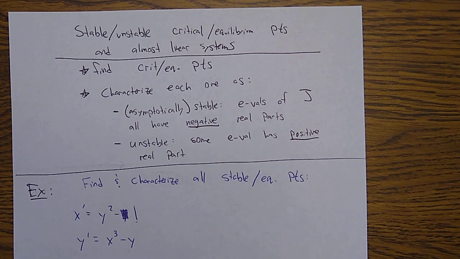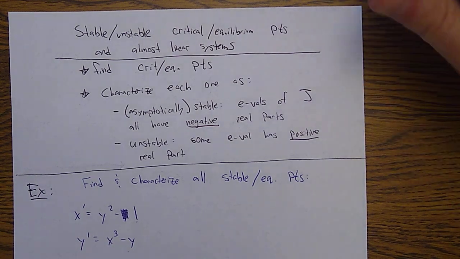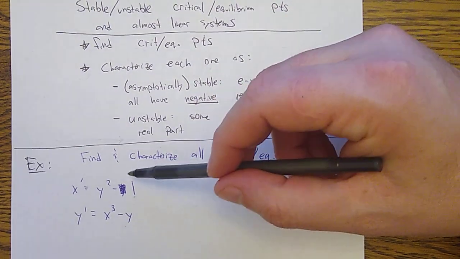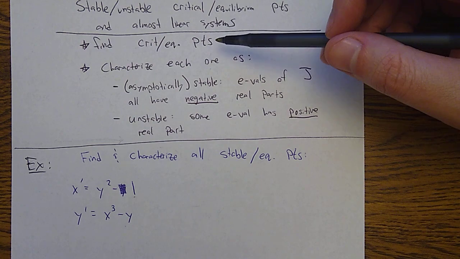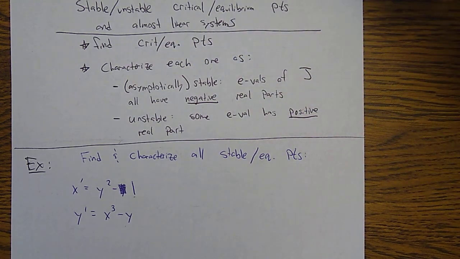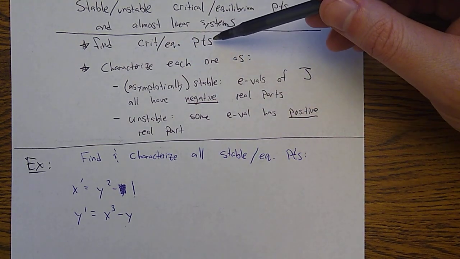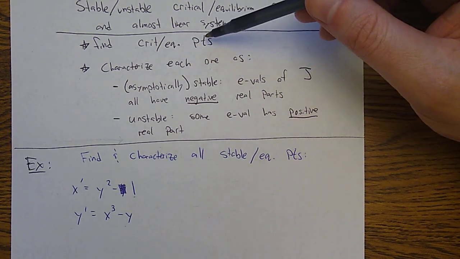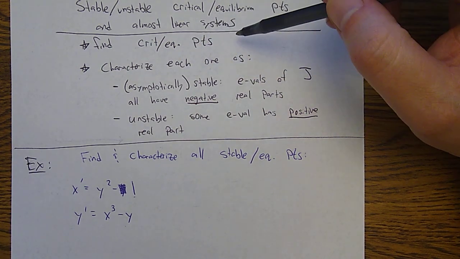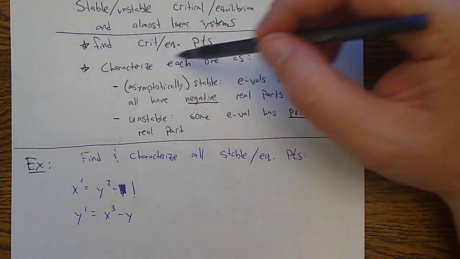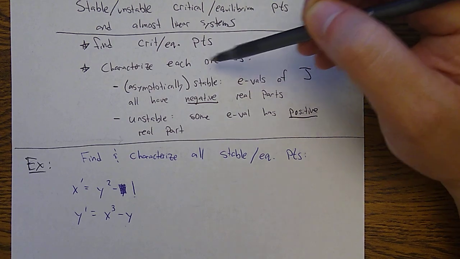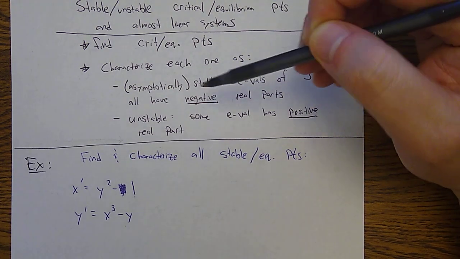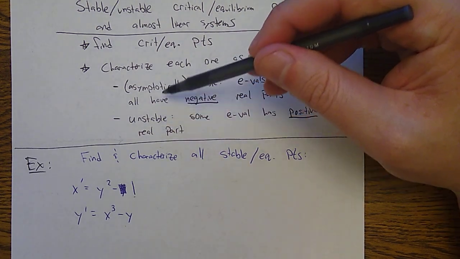So I can give you a problem. I have an example down here, and what I might ask is the following: to find all the critical or equilibrium points, or I might just tell you what one of them is and then have you investigate that one. But either way, you'll have to characterize either all of them or the one of them that I tell you to focus on. You'll have to characterize it as one of the following.